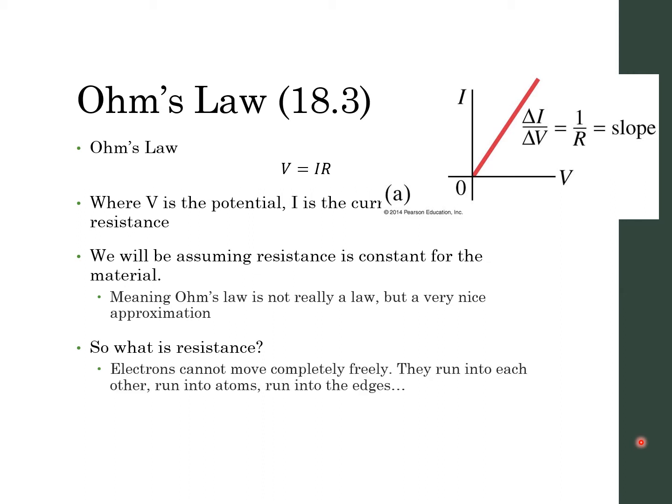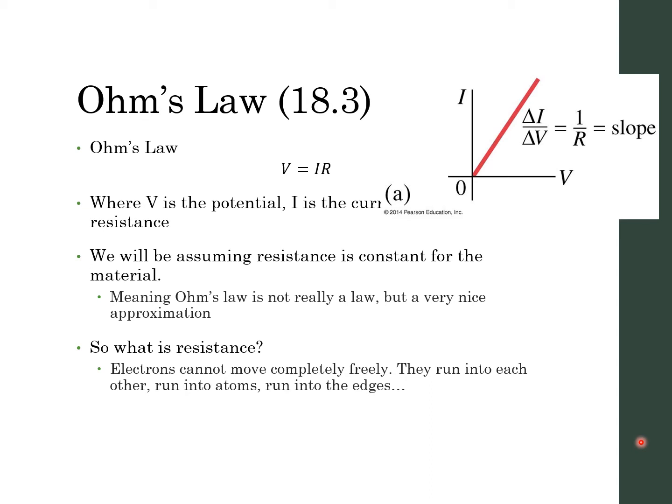Resistance is this idea, and it is something that is actually there, that electrons can't really move 100% freely. An electron can run into another electron. An electron can run into one of the roughly stationary atoms inside of our wire. It can run into the edge of the wire. It can do any combination of these. There's other things I'm sure it can run into.